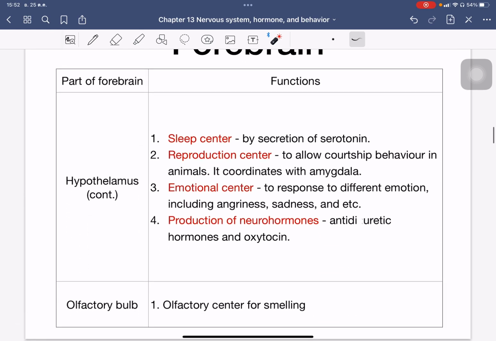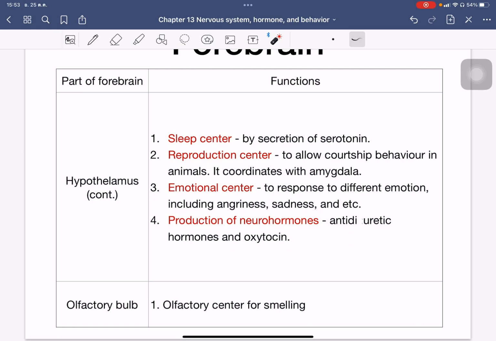Another part of the hypothalamus takes control of the sleep center. The sleep center may relate to chemicals and hormones in the brain, maybe related to serotonin. The reproduction center allows animals to develop some complex behavior we call cooperative behavior, and it coordinates with different parts of the brain, with the amygdala.